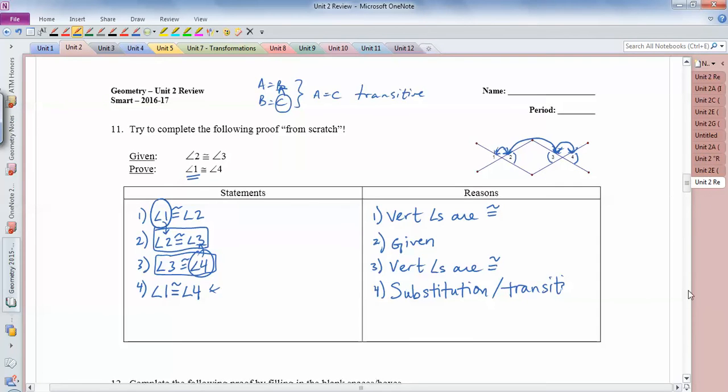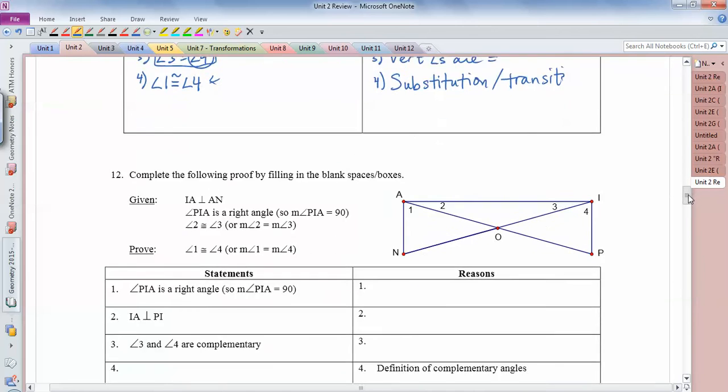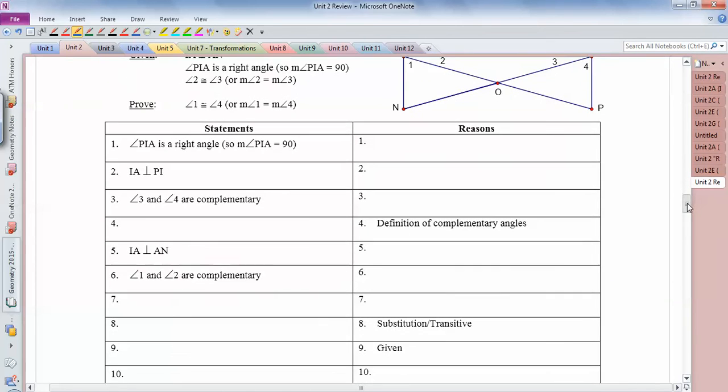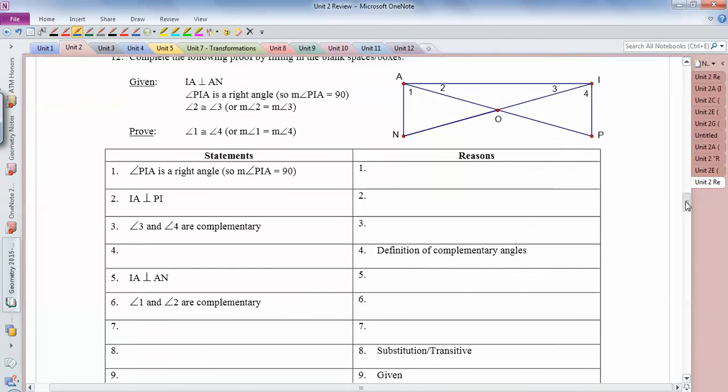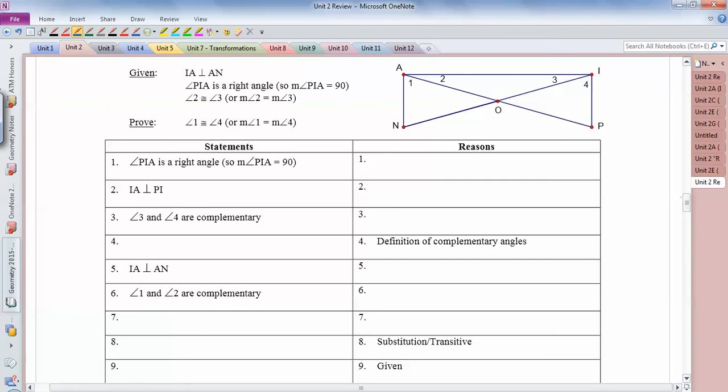Okay, let's take a look at the next proof. This one's a long one. Ooh, 10 steps. All right. So let's do the easy stuff first. Given IA is perpendicular to AN. That's over here, and that's in step 5. That's this given. Right, so we got that one.